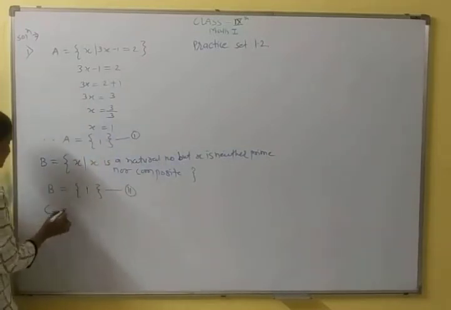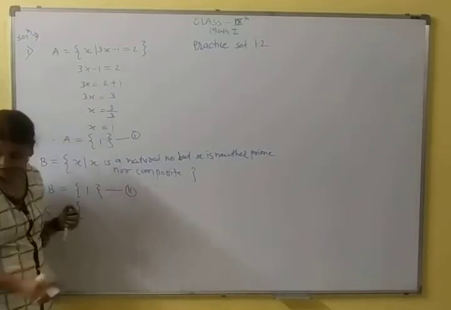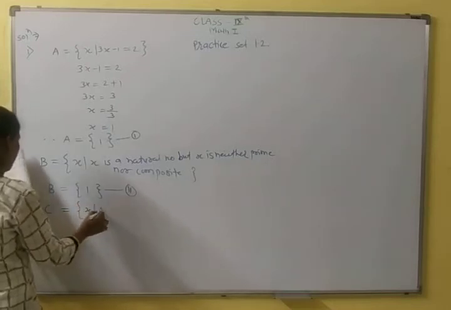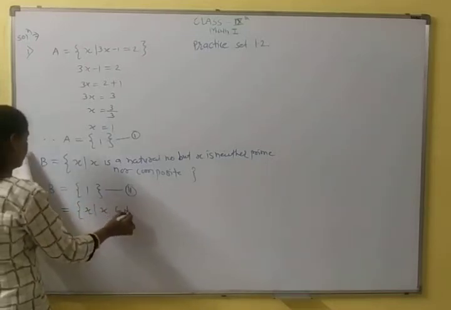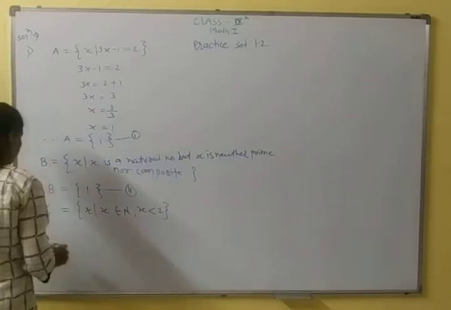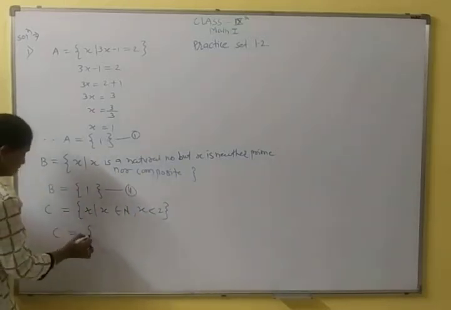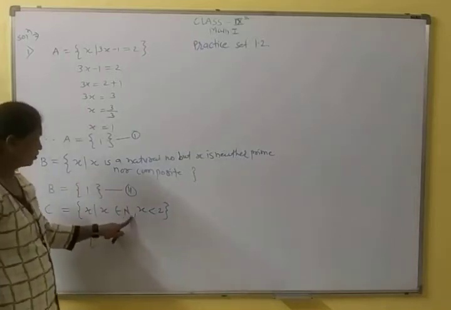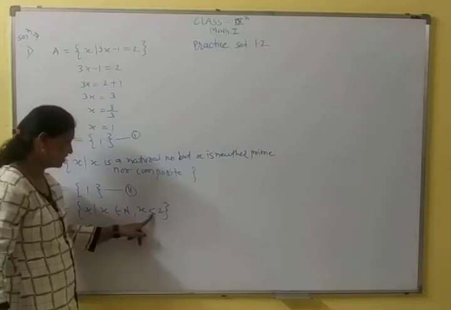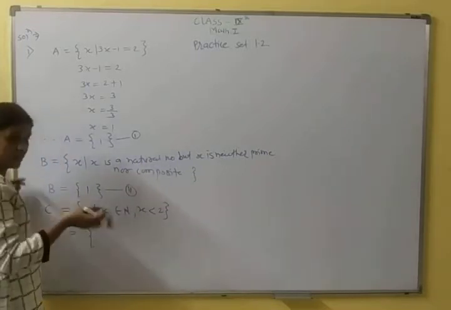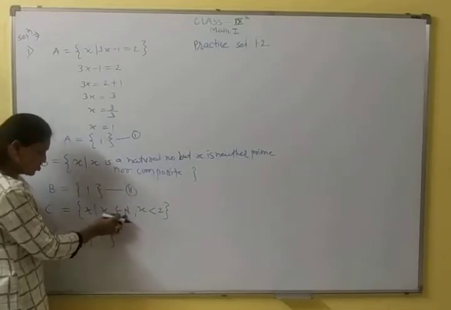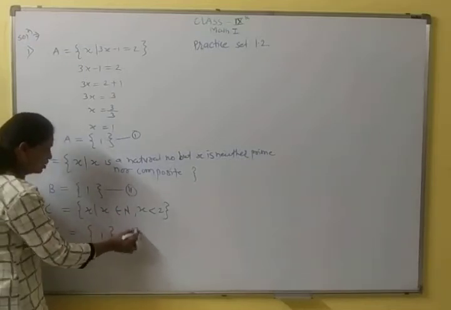Then set C is all x such that x belongs to N and x is less than 2. So prepare the list. C equals x belongs to N, meaning x is a natural number, and x is less than 2, so that is 1. 1 is less than 2 and 1 is a natural number. This is equation number 3.